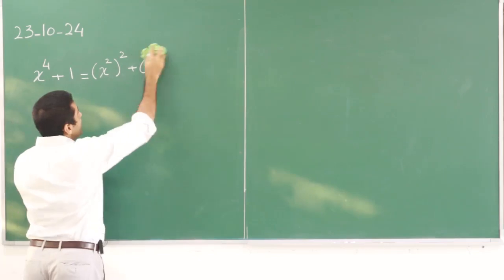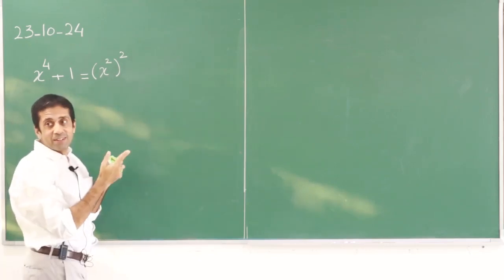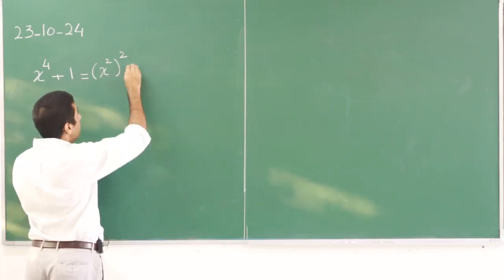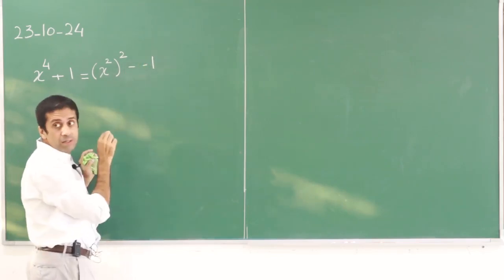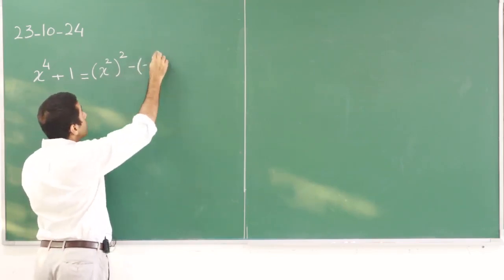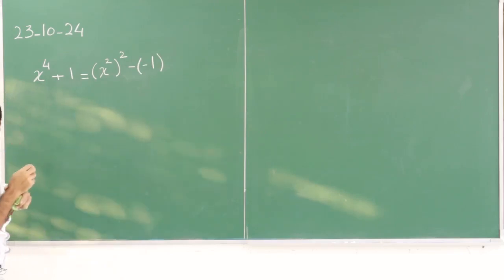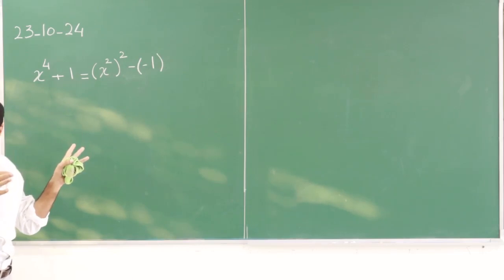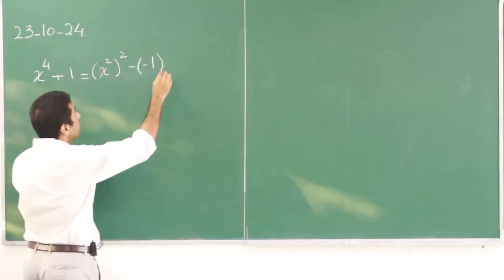No. It's minus multiplied by minus 1. Minus multiplied by minus 1. Okay, so now what? And then you multiply it by 1 squared. You multiply by 1 squared. I multiply everything by 1 squared. Only 1 squared.